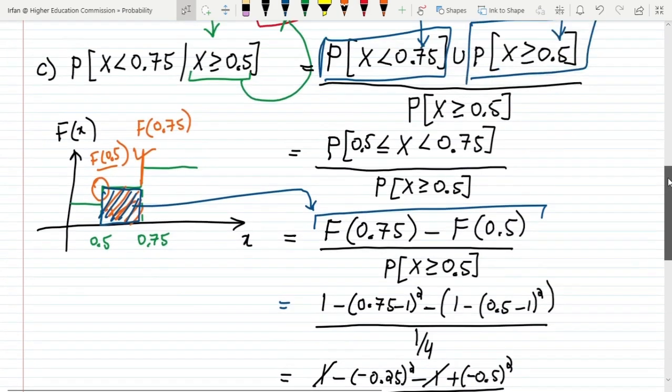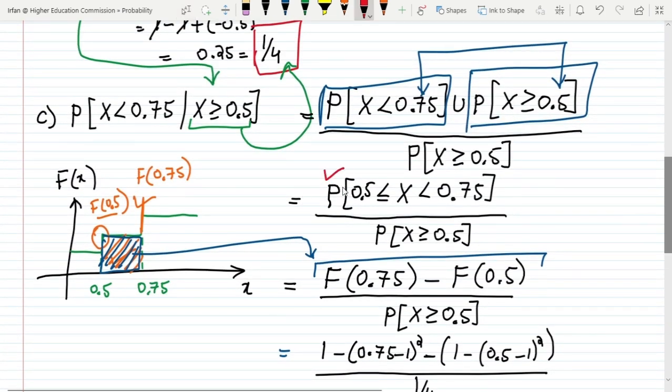But the only thing here you have to remember is this formula, and how we found out this formula, and that is due to the conventional formula of the conditional probability. Okay.